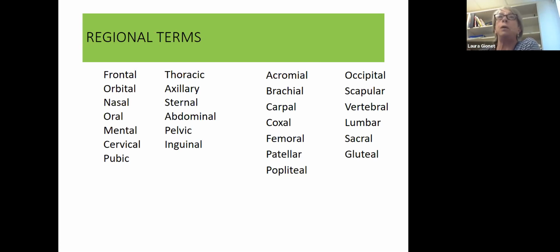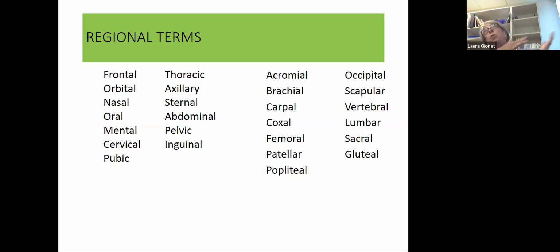So I would spend some time familiarizing myself with them. I'm not going to go through each one. Scapular refers to the scapula. Occipital is your occipital bone, found to the posterior and inferior aspect of the skull. Vertebral is your spine, the vertebrae that make up your spinal column. Gluteal is the butt area. Popliteal is behind your knee. The patella is your kneecap. Femoral is along the femur.